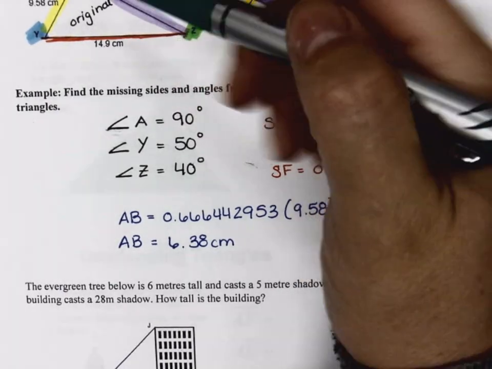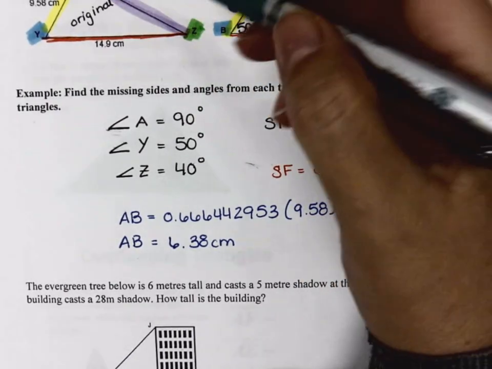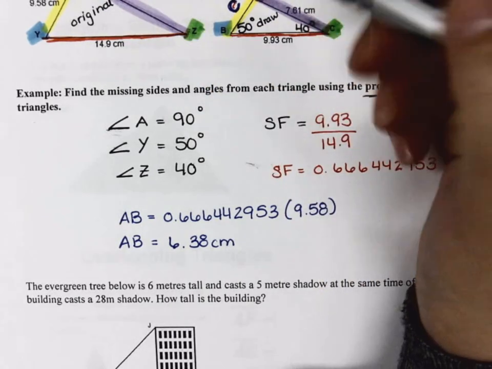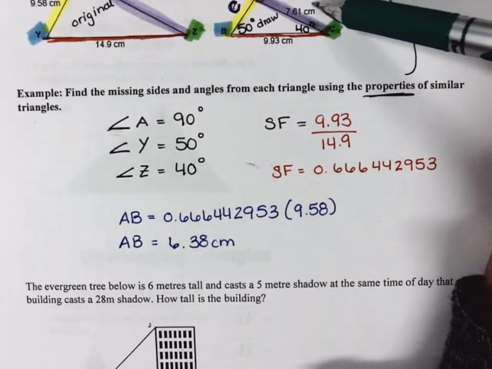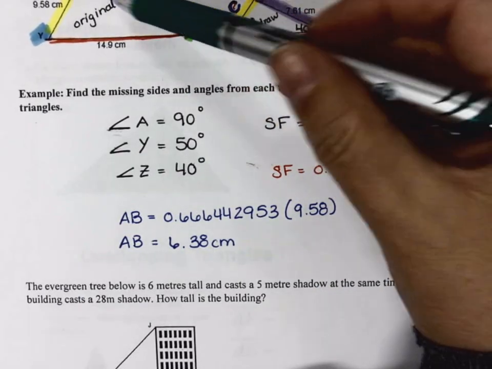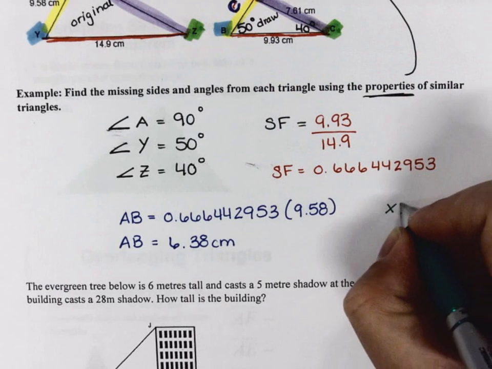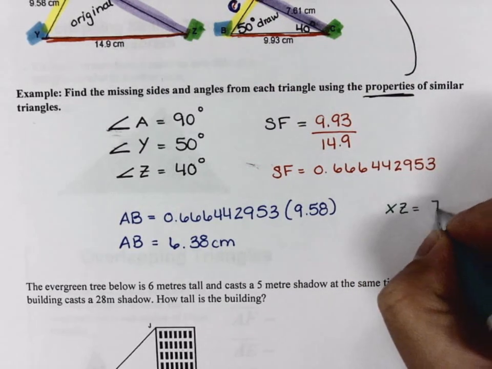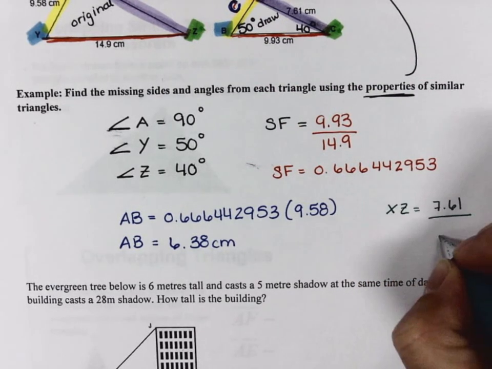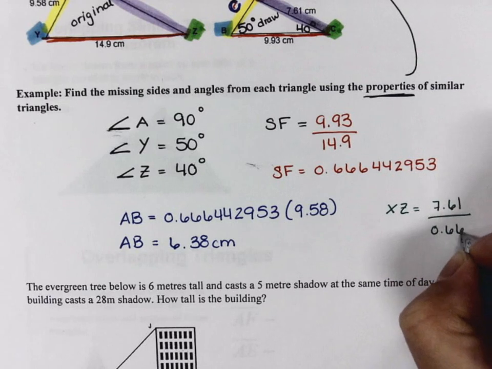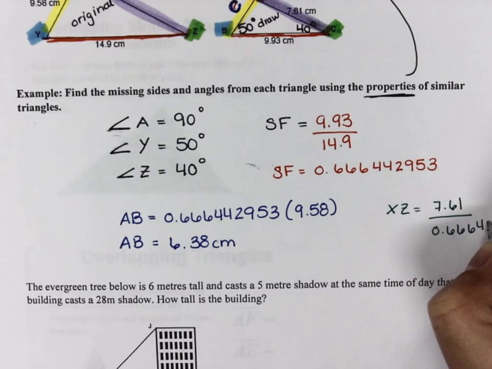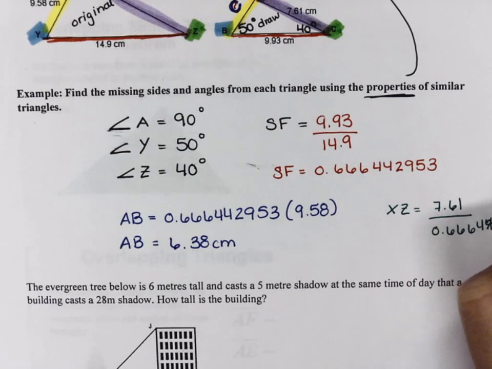Now, we want to find XZ. So we have the drawing side. We know that it's 7.61, and we want to try to find the original length. So we are going to take XZ is equal to 7.61 divided by the scale factor this time, 0.6442953.